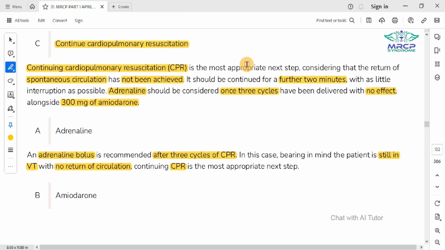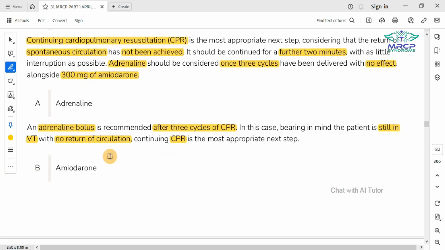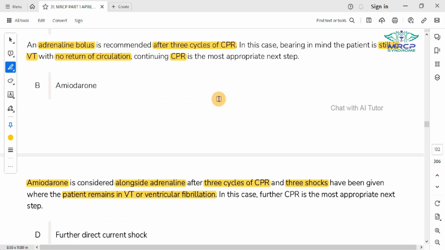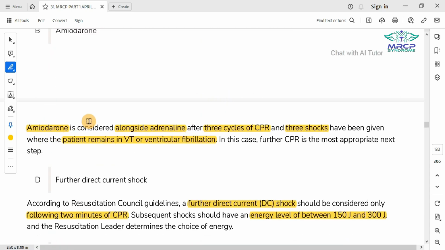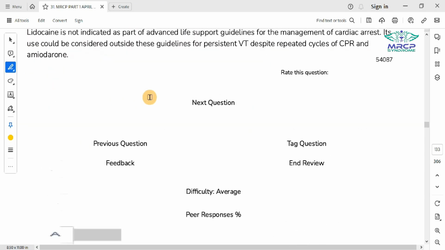Continuing CPR is the most appropriate next step, considering that return of spontaneous circulation hasn't been achieved. It should be continued for a further 2 minutes with as little interruption as possible. Adrenaline should be considered once 3 cycles have been delivered with no effect, alongside 300 milligrams of amiodarone.